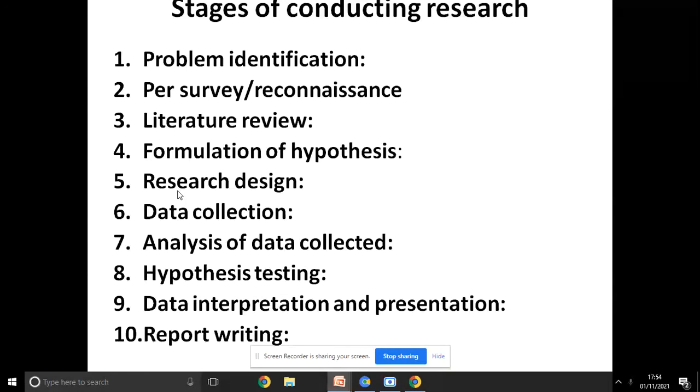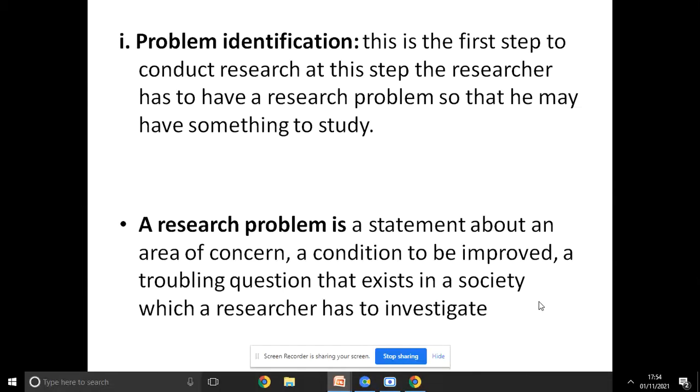The third one is literature review, formulation of hypothesis, research design, data collection, analysis of data collected, hypothesis testing, data interpretation and presentation, and the 10th one is report writing. Let's start with problem identification.